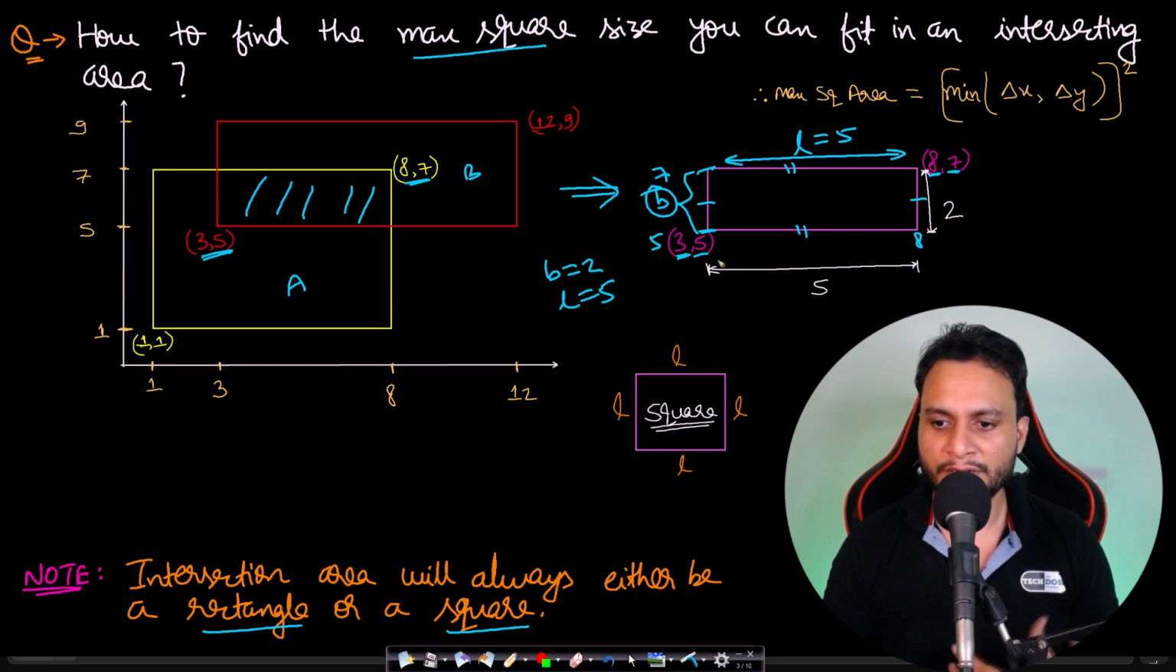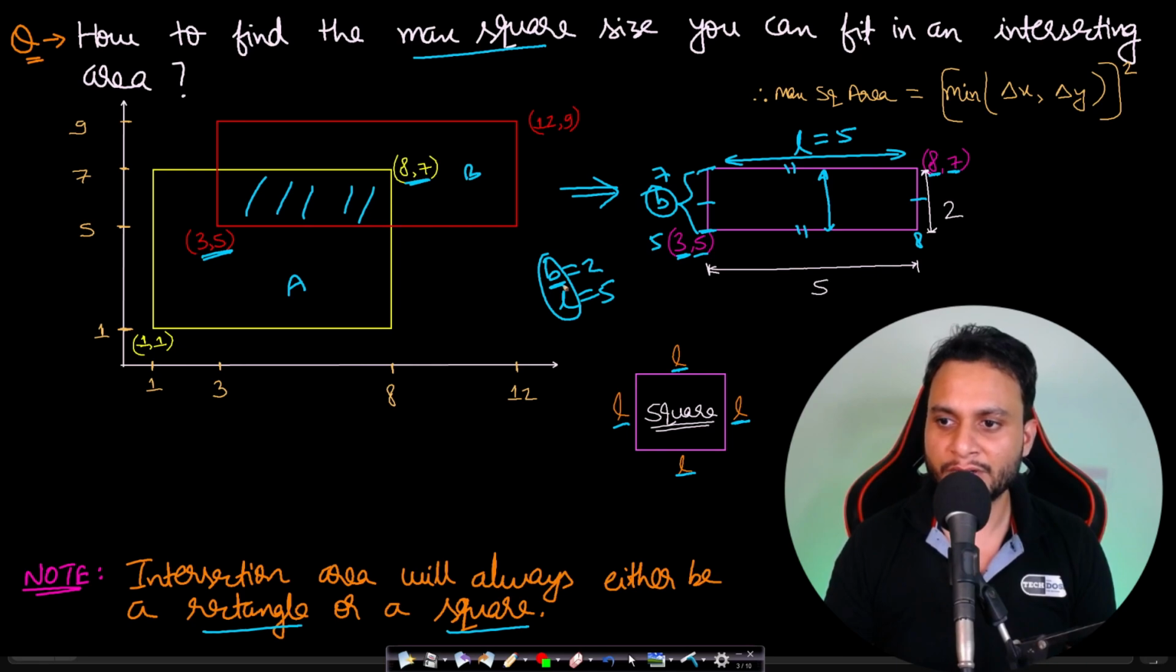So if you have to fit a square of largest size into this rectangle, you know that all the sides of the square are of equal length, right? So if you fit a square here, what will be the bottleneck? The bottleneck will be the smaller one among the length and breadth. So which one is the smaller one? The breadth is the smaller one.